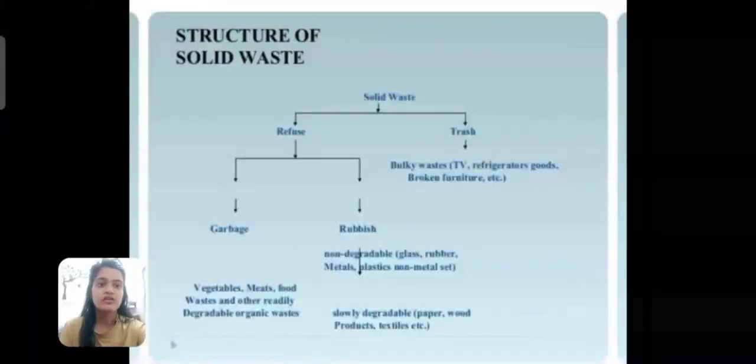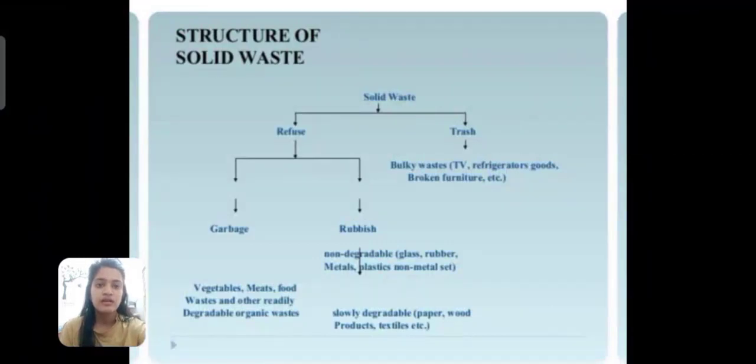Structure of solid waste. Solid waste is divided into two: reuse and trash. Trash is bulky waste like TVs, refrigerators, goods, broken furniture, etc. Reuse is also divided into two: garbage and rubbish. Rubbish is divided into non-degradable, like glass, rubber, metals, plastic and non-metals, and slowly degradable. Garbage is vegetables, meats, food waste and others.